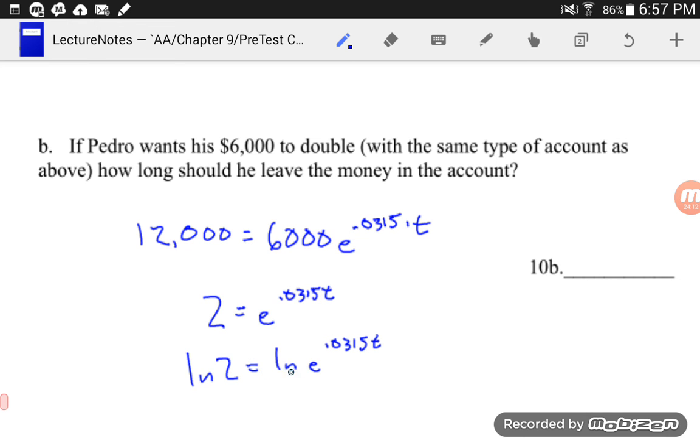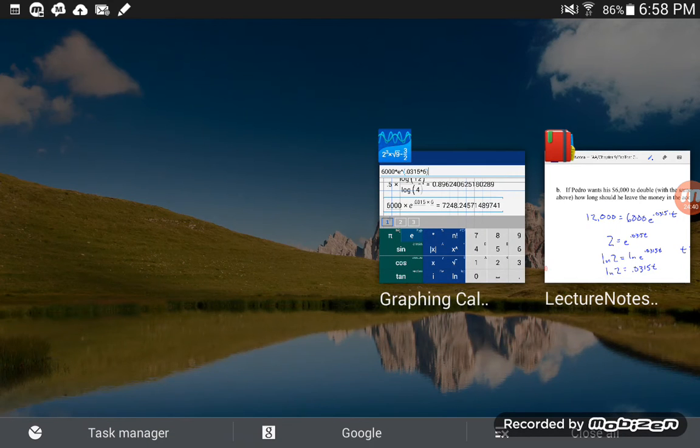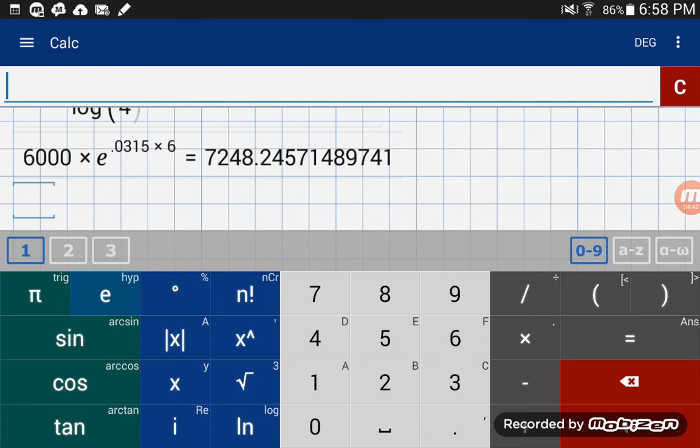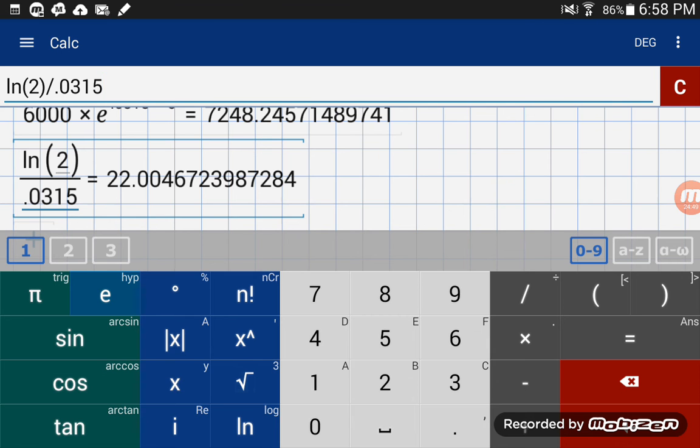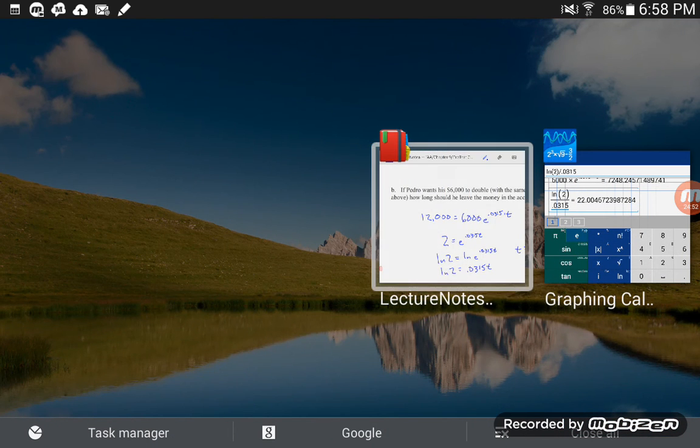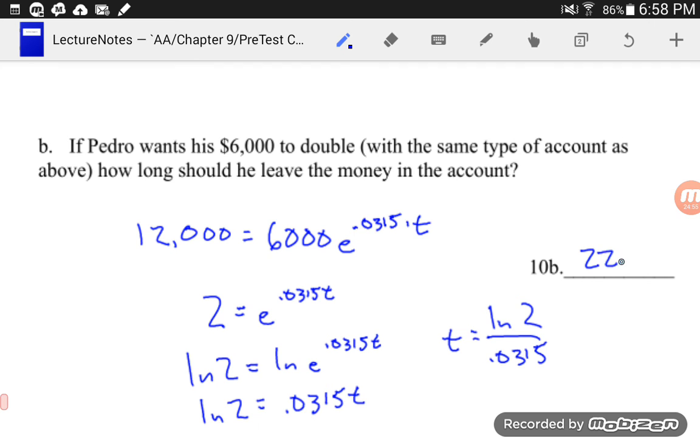There's lots of properties. I feel like I've gone over this a lot of times. What I'm left with is natural log of 2 equals 0.0315t. I can divide both sides by 0.0315. So t equals natural log of 2 divided by 0.0315. Let's plug that into a calculator a second. Natural log of 2 divided by 0.0315 should take him 22 years at that rate to double his money.